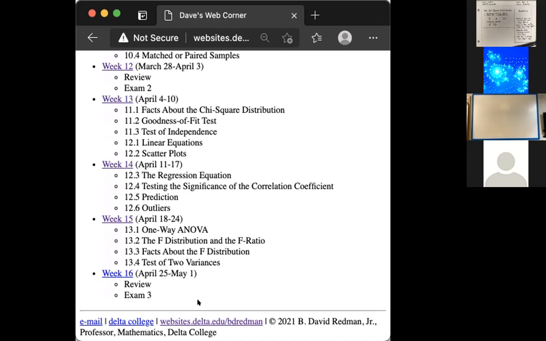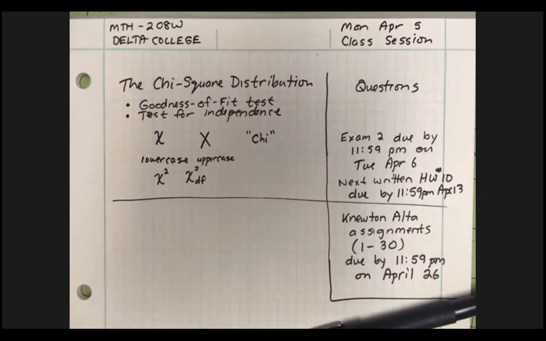But essentially, it's going to be looking very much like the first two exams. Let's see if we have to make any adjustments on the timing. Let me get out of the screen share right here and back to our paper. And let's talk about the chi-square distribution.